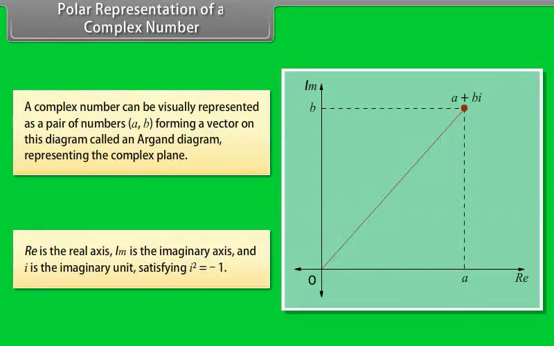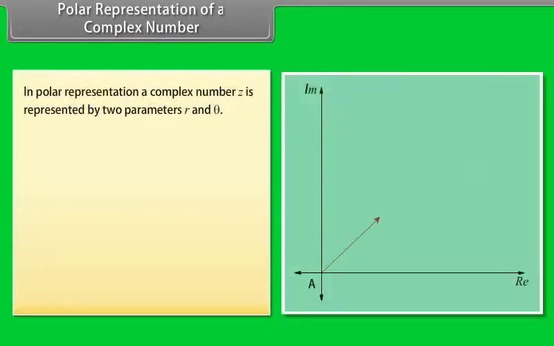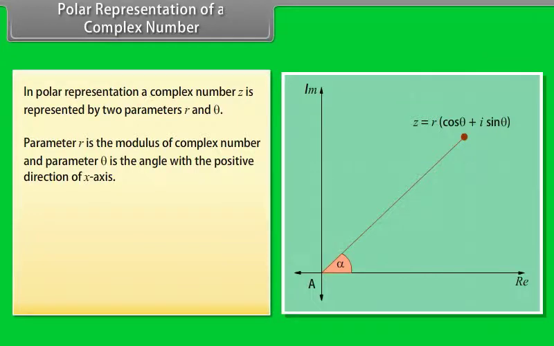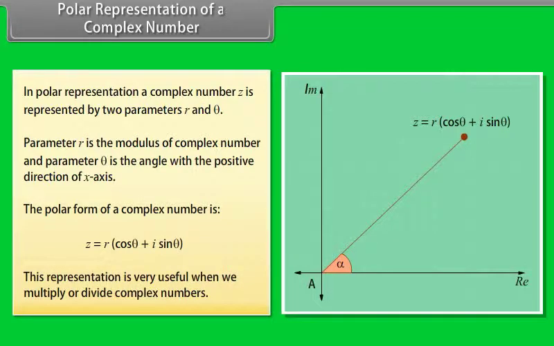equal to minus 1. In polar representation, a complex number z is represented by two parameters r and theta. Parameter r is the modulus of the complex number, and parameter theta is the angle with the positive direction of the x-axis. The polar form of a complex number is z is equal to r into cos theta plus iota sin theta. This representation is very useful when we multiply or divide complex numbers.